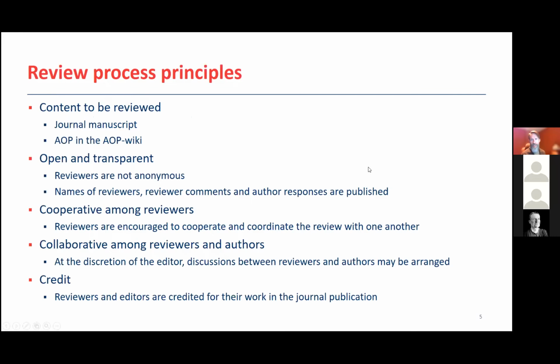So as Natalie and Dan and Dries have mentioned, the AOP review process is a little bit different than a standard journal review. So there's a few principles that make it quite unique. In addition to the actual journal manuscript, the content in the AOP Wiki itself also must be part of the review process. And that can make it quite a lengthy process because there's a lot of information in the AOP Wiki. The review is open and transparent. The reviewers are not anonymous. And so the names of the reviewers and all of the comments and author responses are made publicly available at the end of the process.